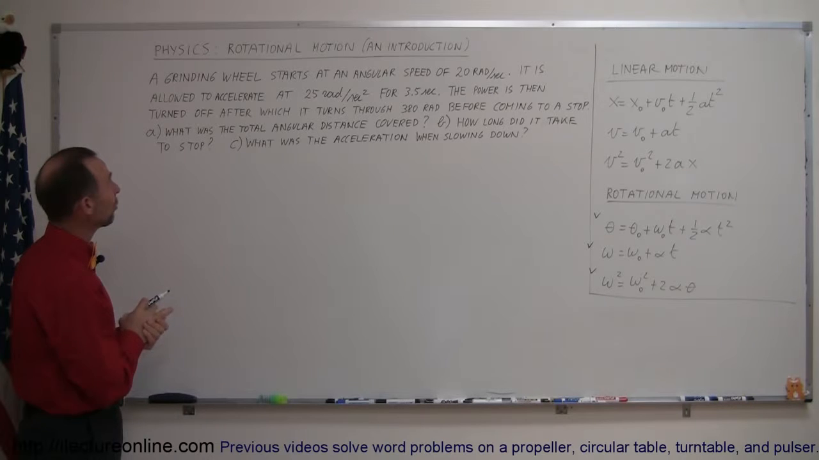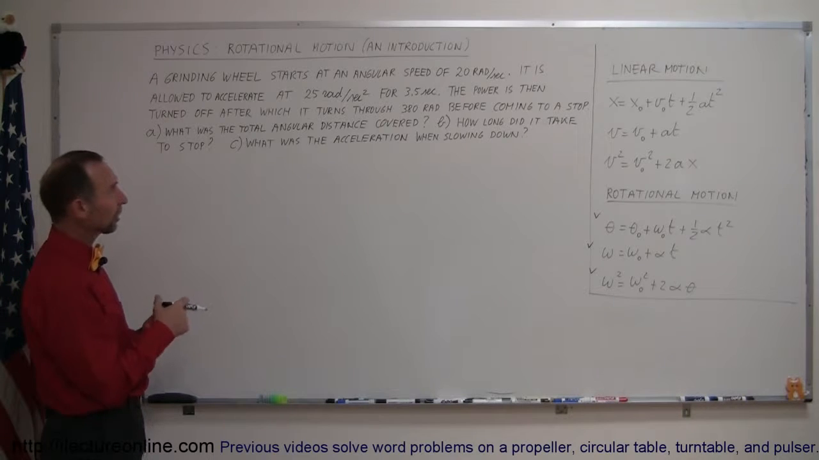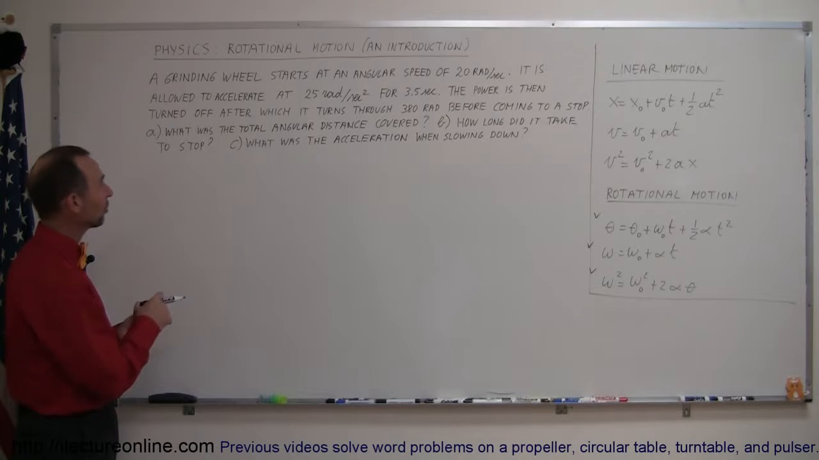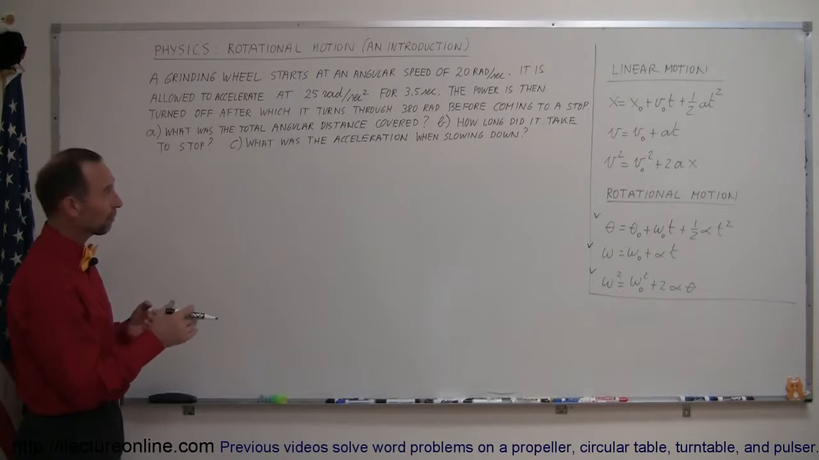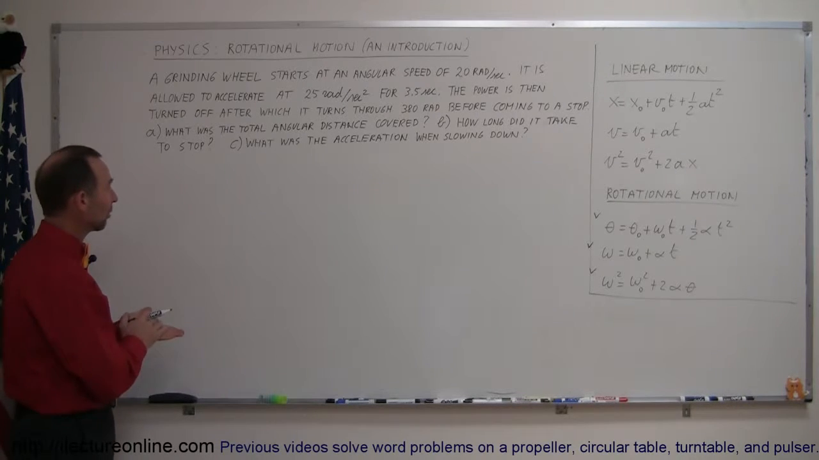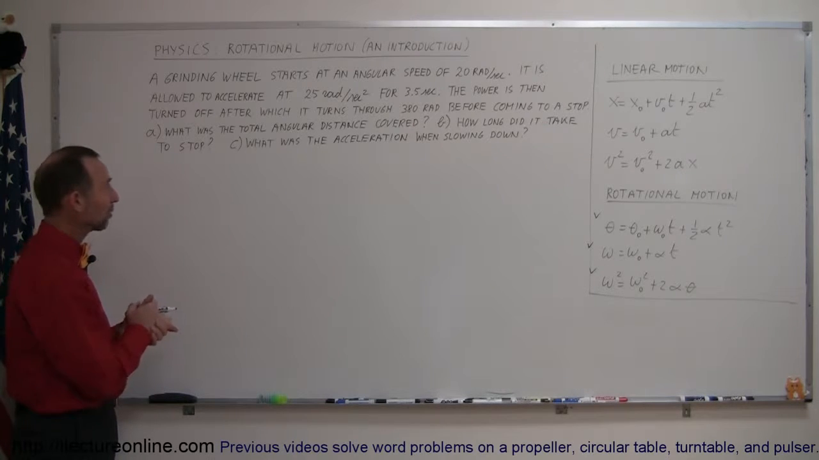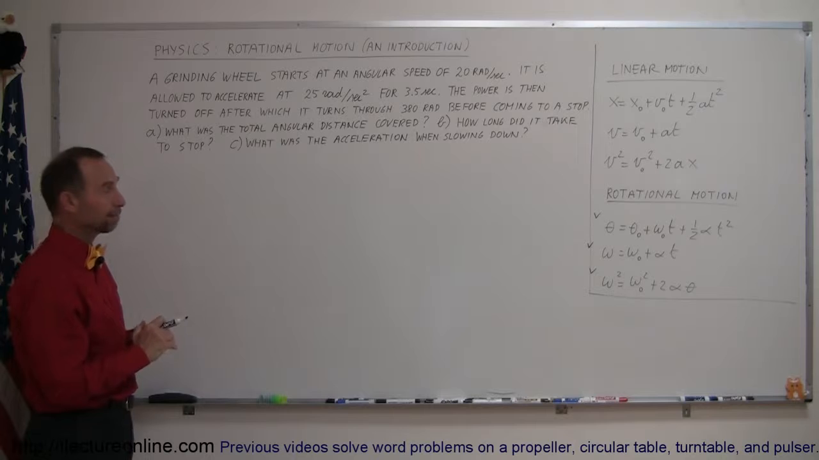It says a grinding wheel starts at an angular speed of 20 radians per second. It is then allowed to accelerate at 25 radians per second squared for 3.5 seconds. The power is then turned off, after which it turns through 380 radians before coming to a stop. What was the total angular distance covered? How long did it take to stop? And what was the acceleration when slowing down?